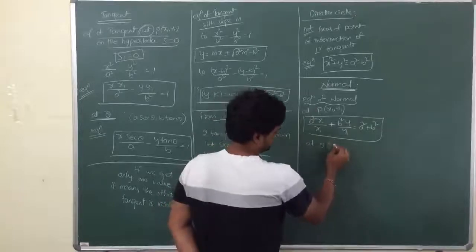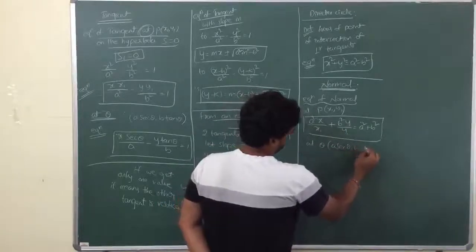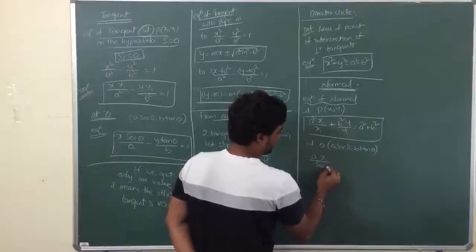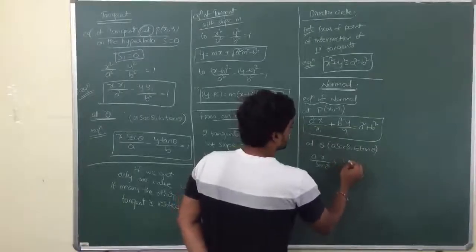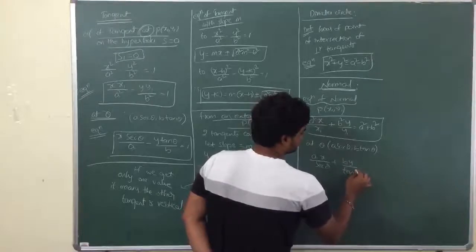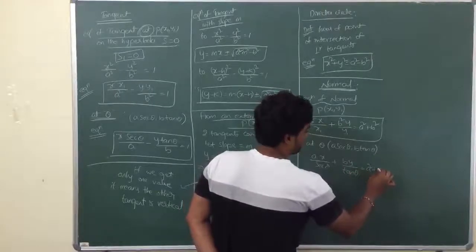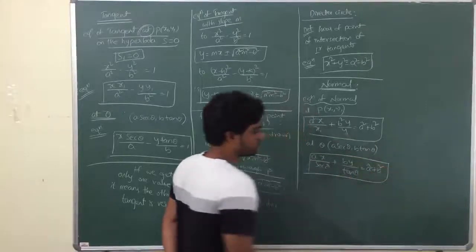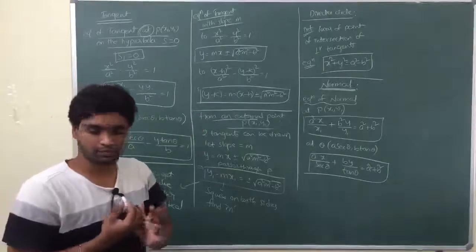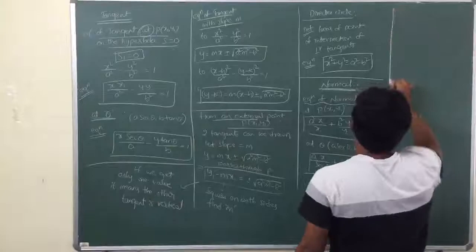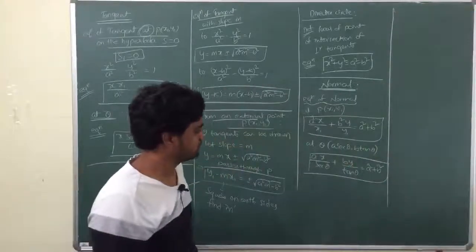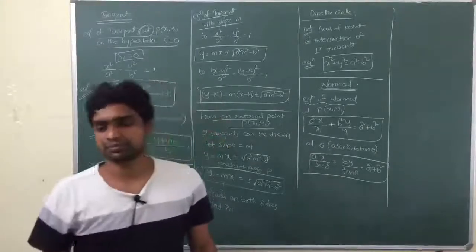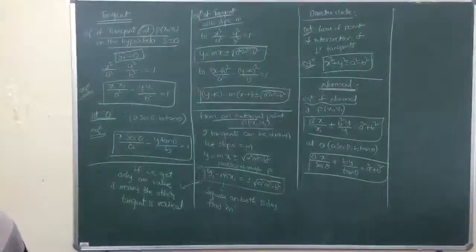At theta, that is (a sec θ, b tan θ), it will be ax/sec θ + by/tan θ = a² + b². Any doubts? ax/sec θ + by/tan θ = a² + b². That is the equation of normal.